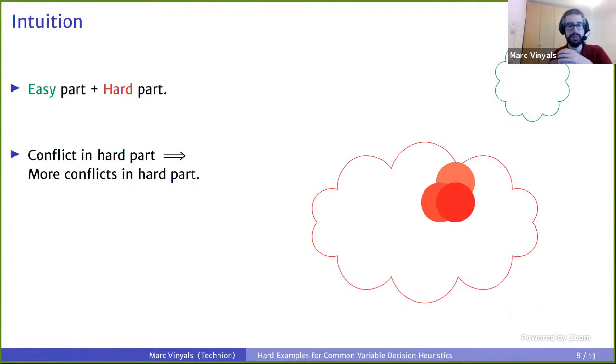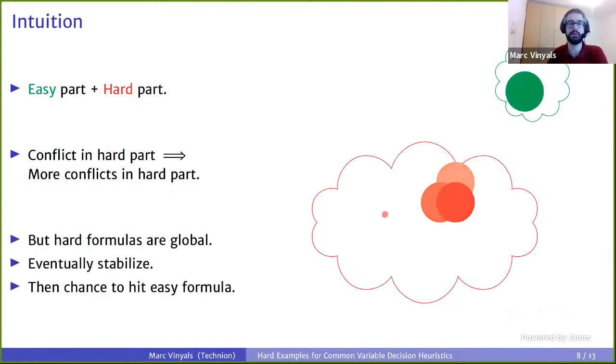these hard formulas have a very global structure. So if you only assign a few variables, then it's always possible to find a satisfying assignment. So what's most likely going to happen is that after a couple of decisions, the current assignment will be satisfying the hard part, and then the solver is again free to go and choose any literal that it wants, and maybe now it will start talking about the easy part, reach some conflicts over there, and very, very quickly go and solve the easy part. So that's not what we want.